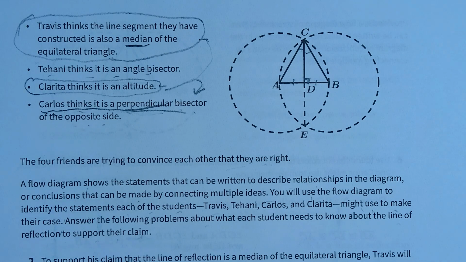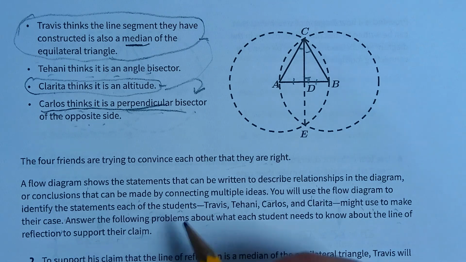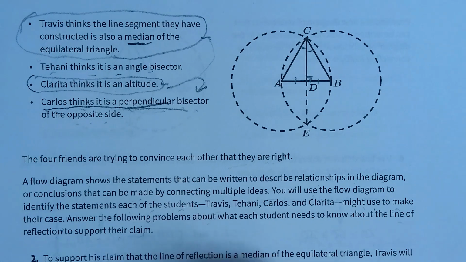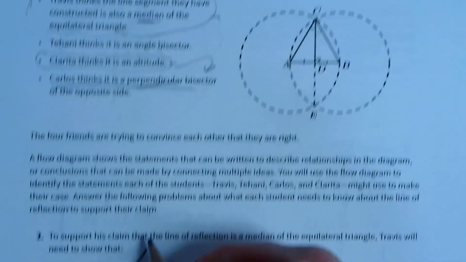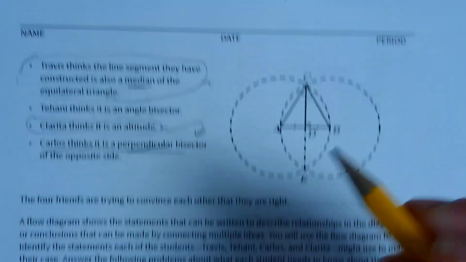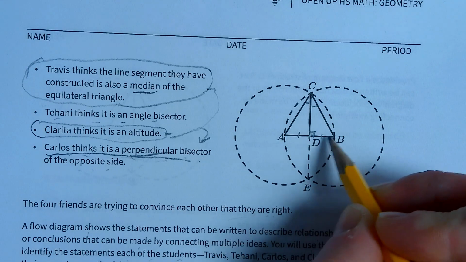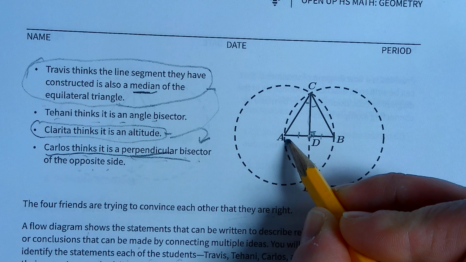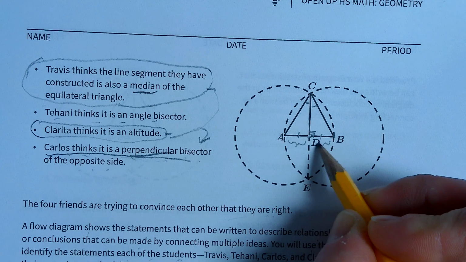To support his claim that the line of reflection is a median in the equilateral triangle, Travis will need to show that a median hits the middle, so we need to say this line hits the middle of this line, and if it did hit the middle of this line, then A to D would be the same as B to D.